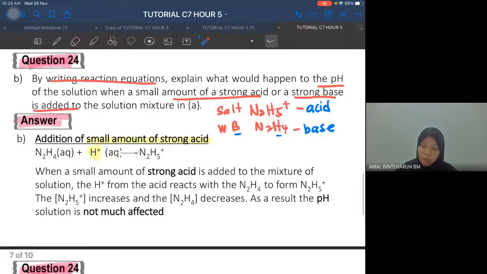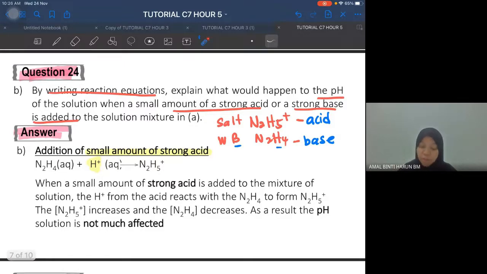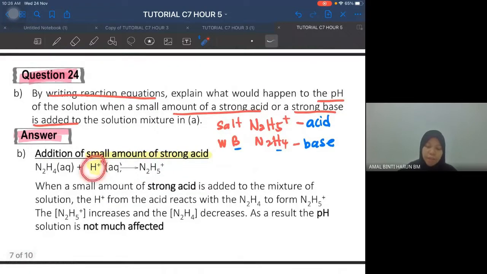Okay, now since we identify the component, if we add acid, then we are going to react with the base component of the buffer. So the acid added is being neutralized by the base and the concentration of base is decreased, concentration of salt increase. But N2H4, we add with the H plus added, producing this one. Therefore, addition of the H plus should reduce the pH, but the pH reduces does not much affected, does not decrease too much.